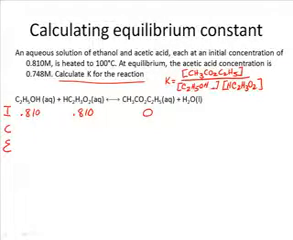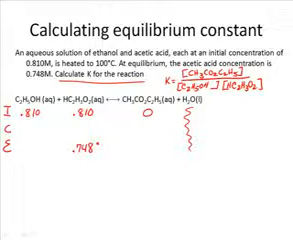Since the liquid water, that product, is not in our equilibrium expression, we're just going to line it out there. We don't need to do any calculations with that. It doesn't affect our value. What else do we know? We know the acetic acid concentration at equilibrium, so down here in the E row, is 0.748 molar.